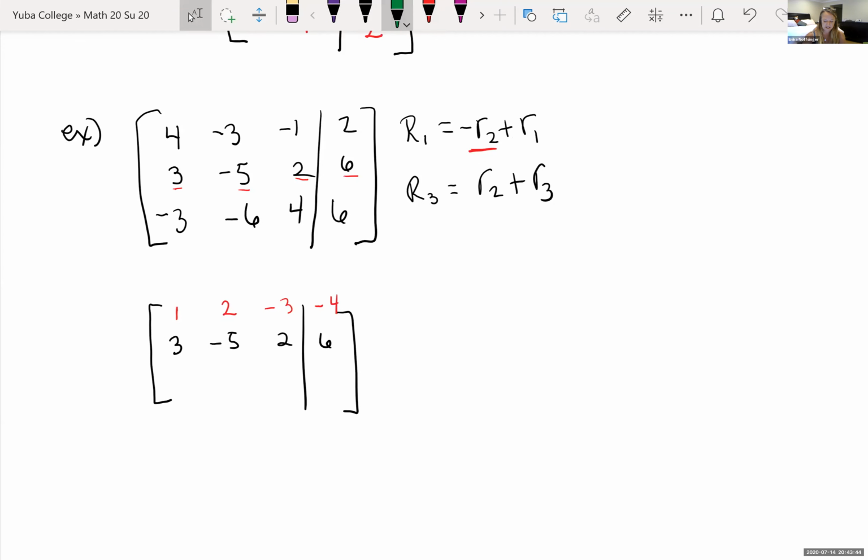Now we're going to do the same thing, but this time it's just telling me to add my row 2 plus my row 3. So I don't have to multiply this row 2 by anything. I can just sum it. So I have 3 minus 3 is 0. 5 minus 6 is -1. 2 plus 4 is 6. And 6 plus 6 is 12.